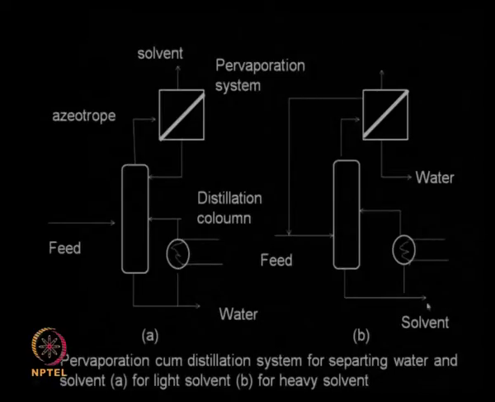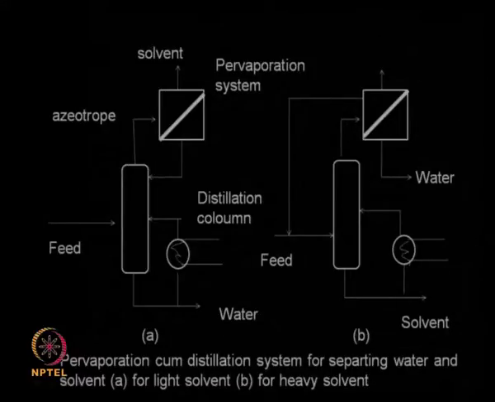If it is a heavy solvent, the solvent will be at the bottom and water will be at the top, right. So if it is a heavy solvent, then what do we do? The solvent will be collected pure. At the top you are going to have solvent and water, and again you will have a pervaporation membrane, so water alone can be recovered. That means I use a hydrophilic membrane here, and then the solvent which is coming out can be again either mixed with the feed or you can dispose it off.